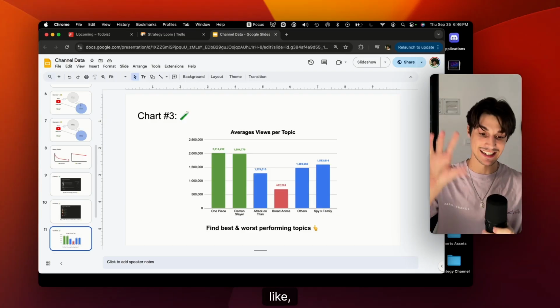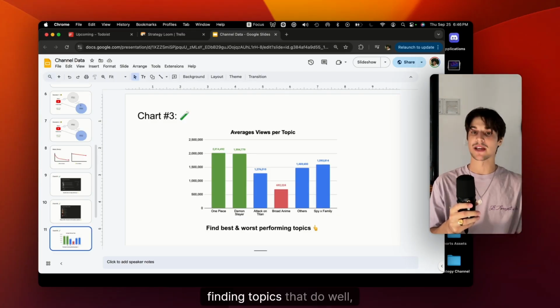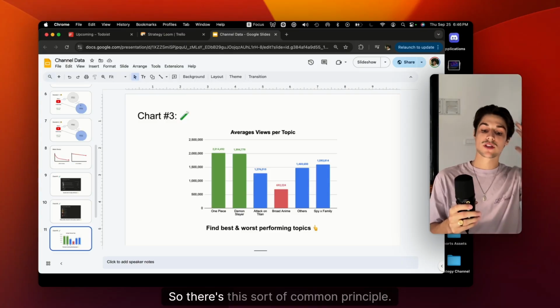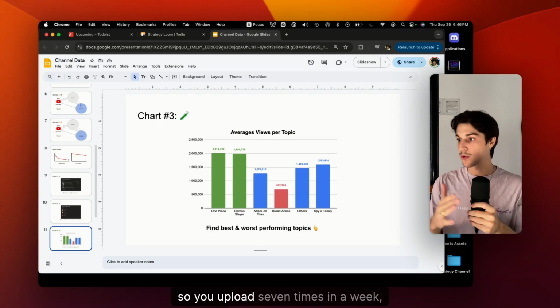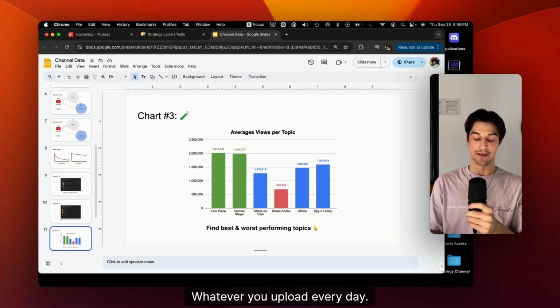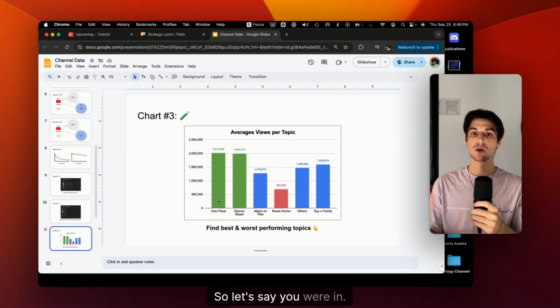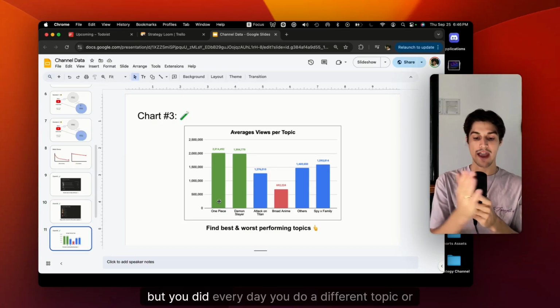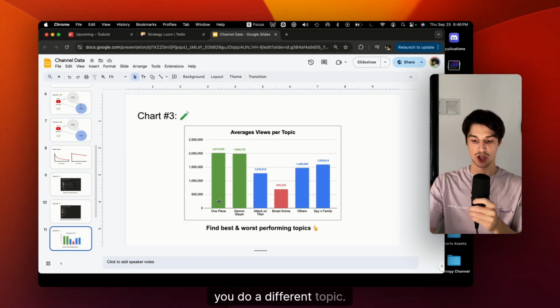Next, we have this. Now we're going to get more into specific data things, right? But this is chart number 3, and it is finding topics that do well. So there's a common principle like, okay, if you upload once a day, so you upload 7 times in a week, every day of the week, whatever. If every day you uploaded a different topic, so let's say, for me, we did anime, but every day you do a different anime, a different book, a different movie, whatever it is, you do a different topic.